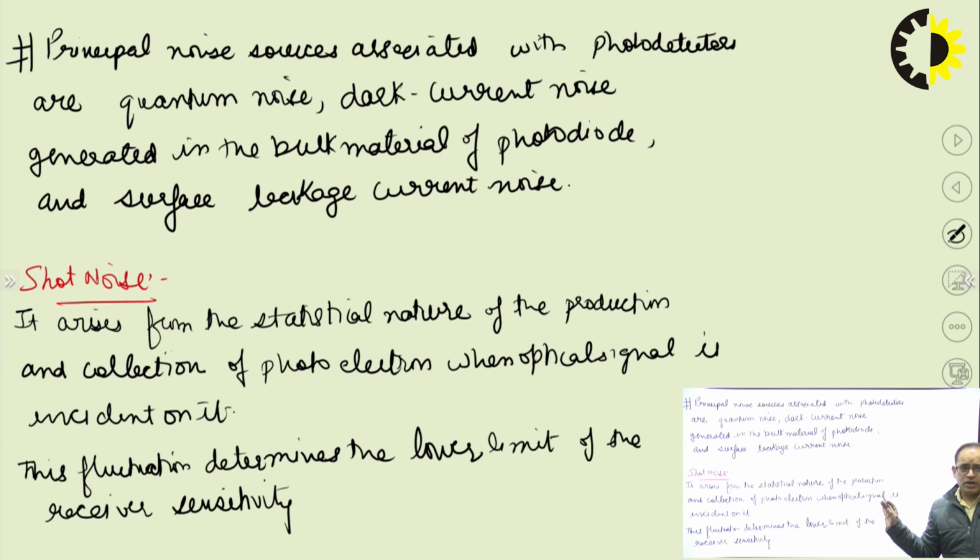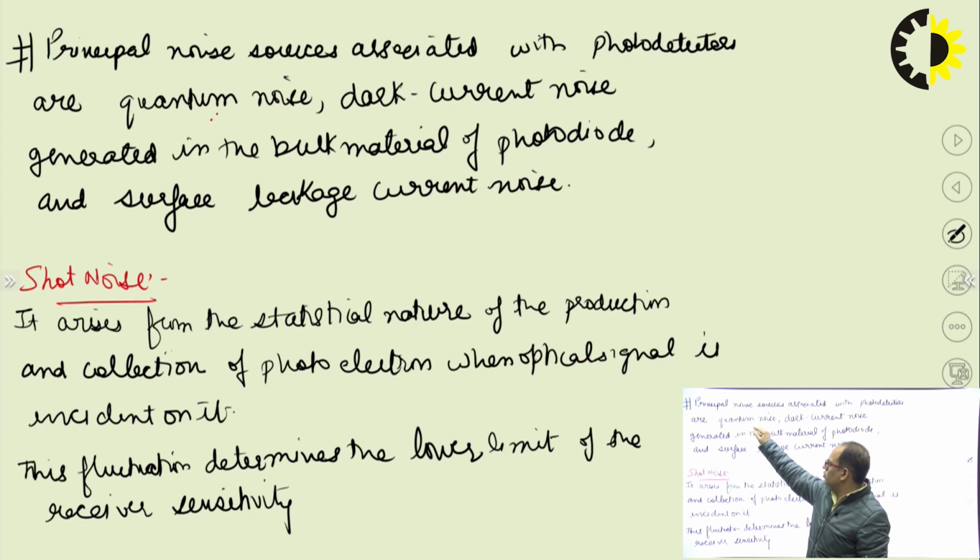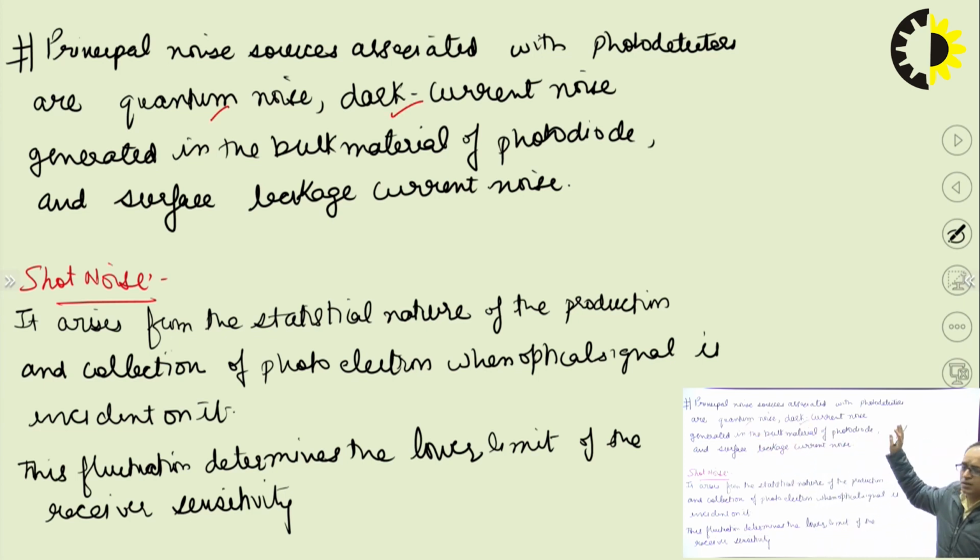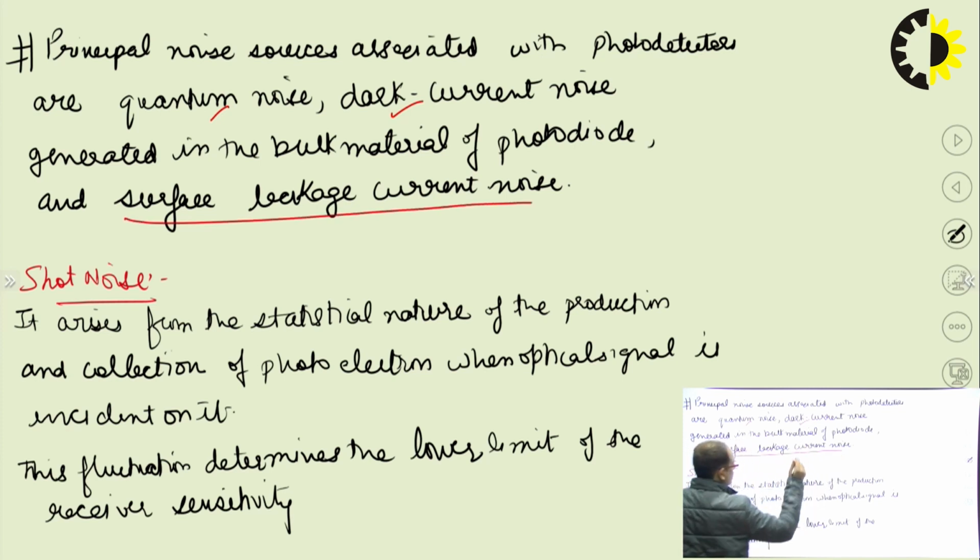So the principal noise associated with the photodetectors, as we know, is quantum noise and dark current noise. The main basic noise sources in the PIN photodiode or the avalanche photodiode are the quantum noise and the dark current noise, and this dark current noise is further classified into two types: dark surface current, that is the surface leakage current. Clear?